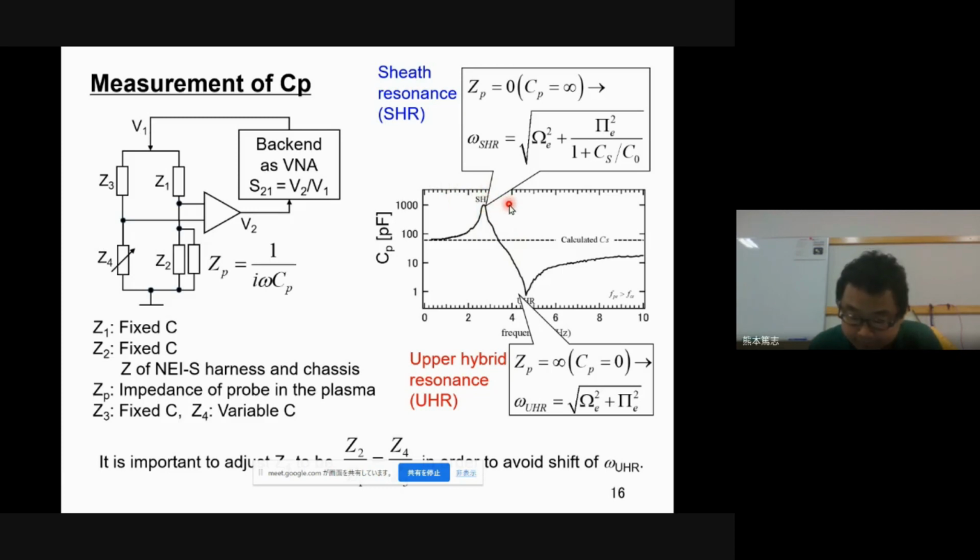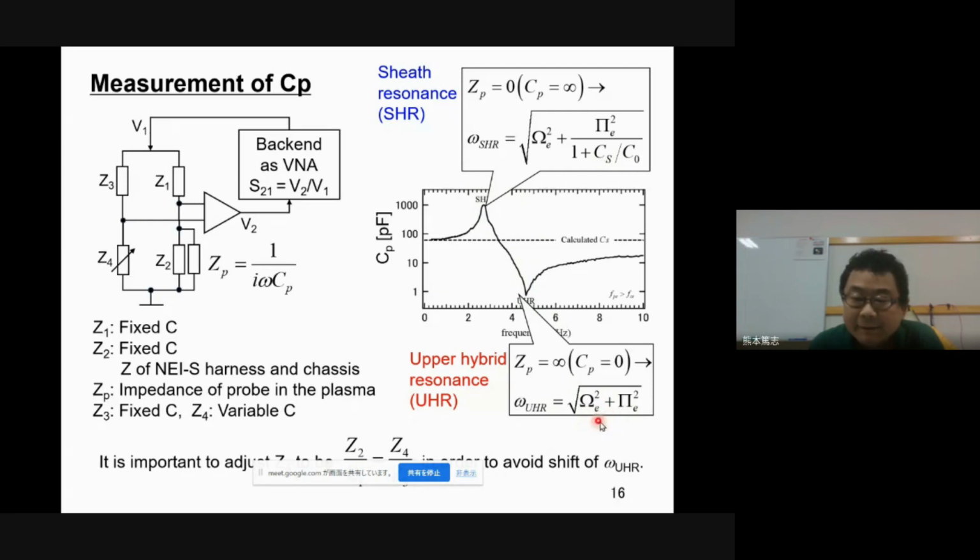And this frequency depends on the capacitance of the sheath. This resonance is called sheath resonance. You can also see a minimum CP at the frequency here. The frequency depends on the cyclotron frequency and plasma frequency.